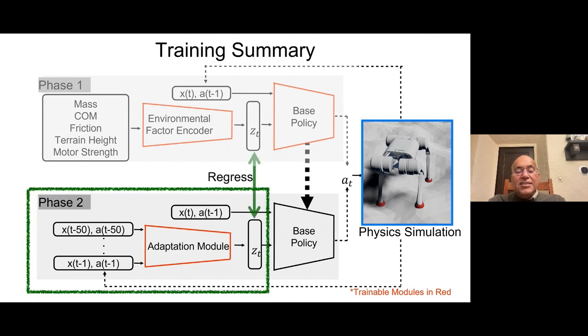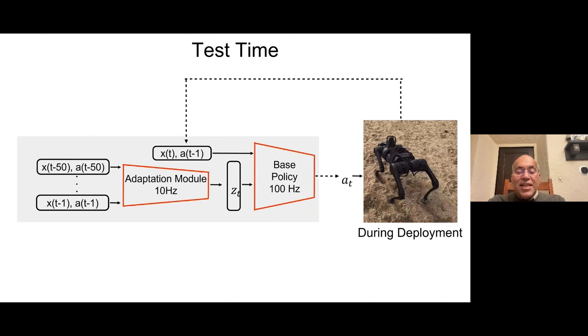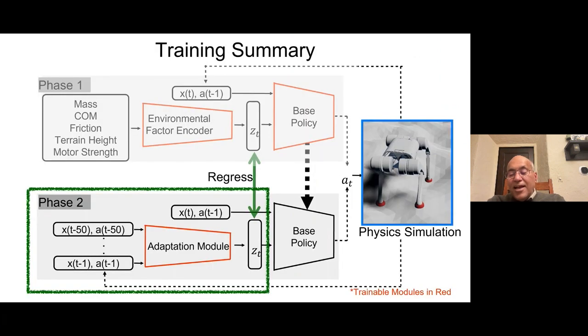Okay, this is what I have to train. Next slide. And here is the cool part. We go back one slide, please. Okay, so this can be done in simulation, because once I've trained my base policy, in simulation I have access to the ground truth extrinsic parameters: the mass, center of mass, friction, etc. I also have this immediate history, the x and a over the last 50 time steps. And what my adaptation module can do is try to predict a z sub t which is as close to the ground truth z sub t as possible. The ground truth z sub t was obtained by just encoding the environmental ground truth factors.